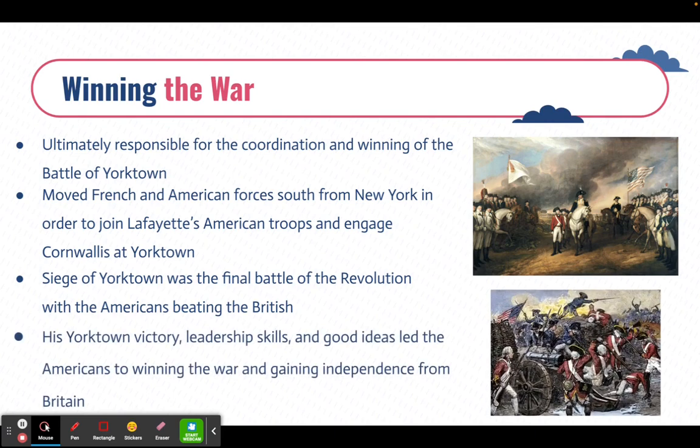And his Yorktown victory, leadership skills, and good ideas ultimately led to the Americans winning the Revolutionary War and gaining independence from Britain.